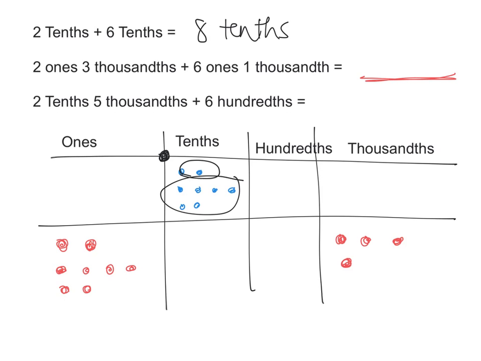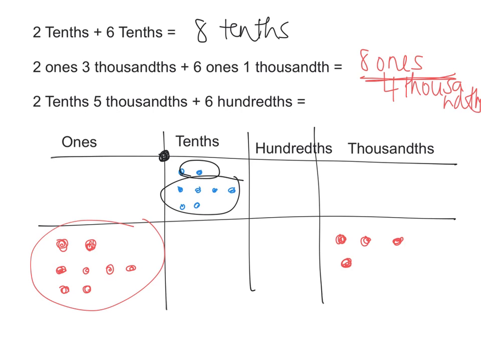Okay, so all together you can see here now I have 8 ones. And how many thousandths, Alona? 4 thousandths. Good. Okay, go ahead and write that down.